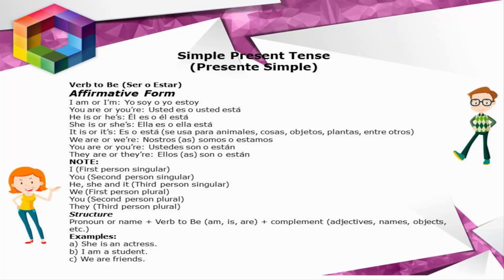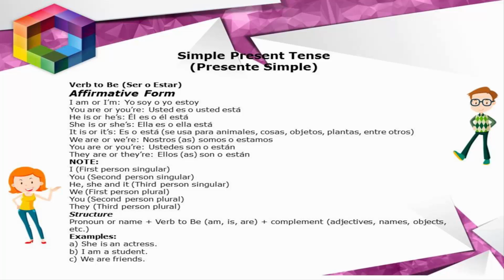I would create an activity, maybe presenting a video on YouTube, or downloading one from another video page on the internet. So the first thing that I would do, as I told you before, is to explain the grammar part. I would explain the affirmative form: I am or I'm, you are, he is, she is, and so on.